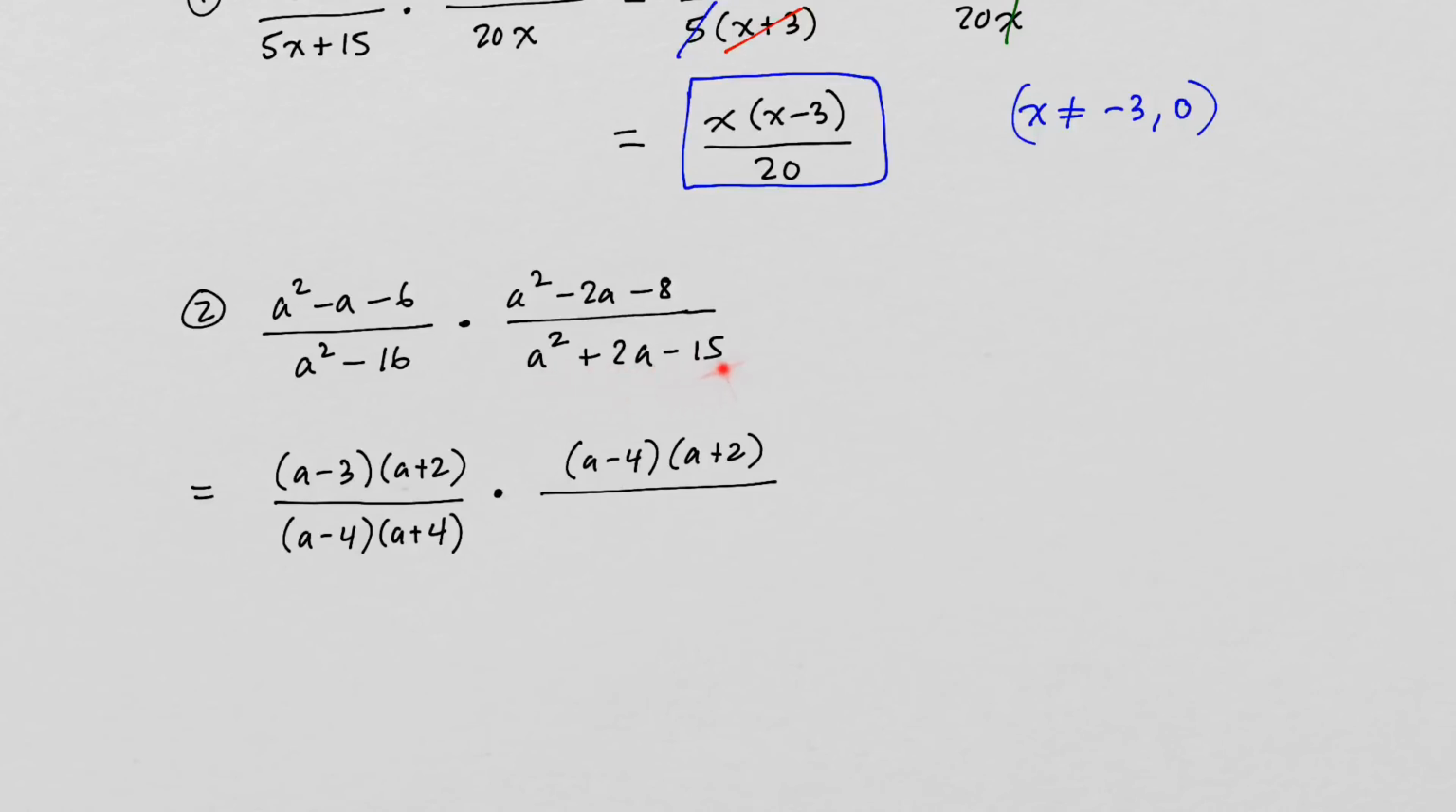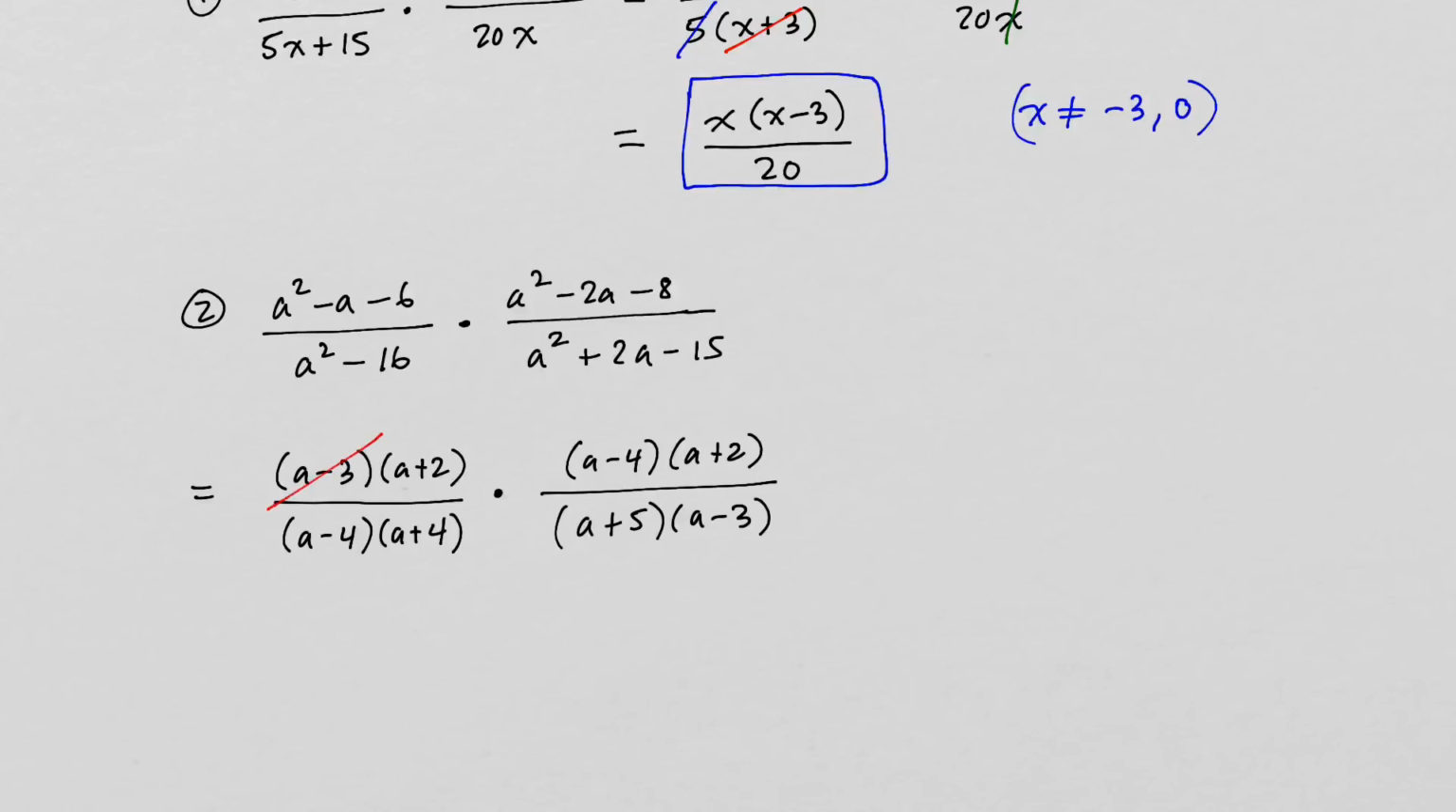And in the denominator here, we also have a trinomial, and it factors like this. Now, what's really important when you're doing these problems is that before you start canceling things out, make sure that all your factoring is done correctly. Then we can cross cancel.